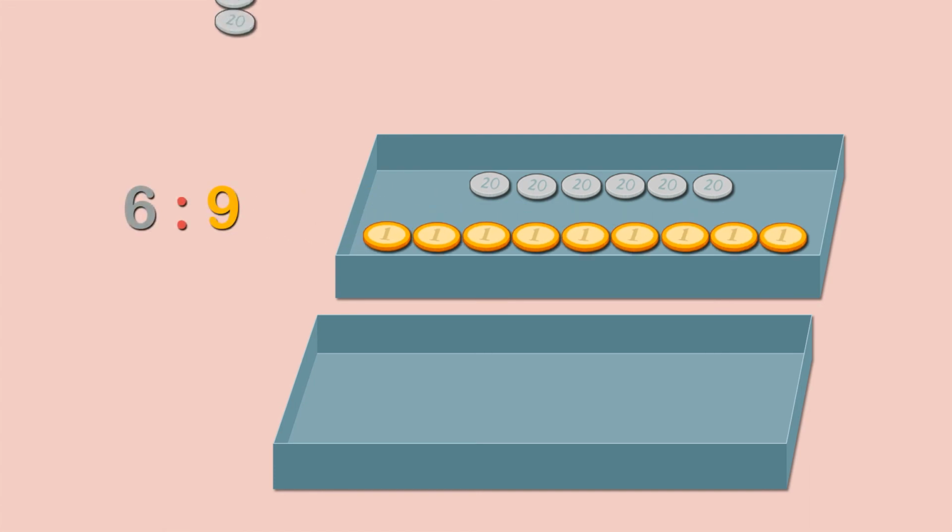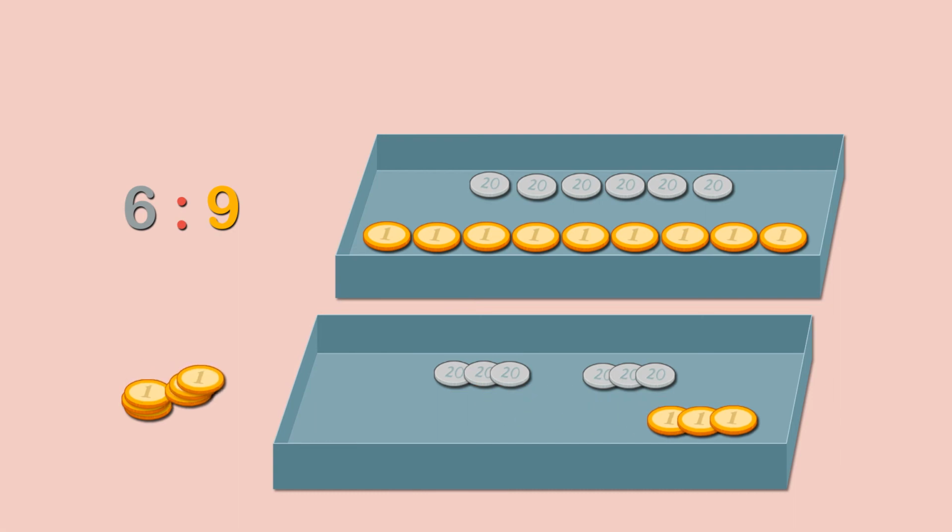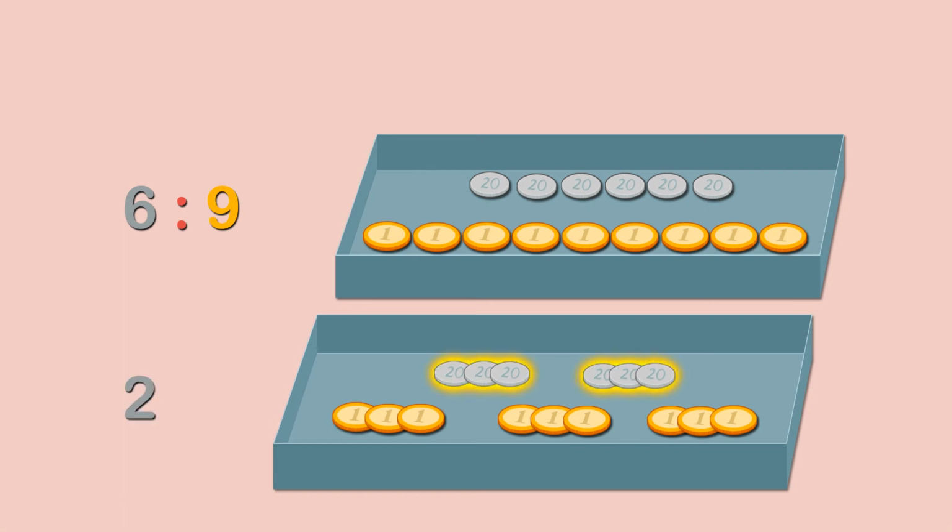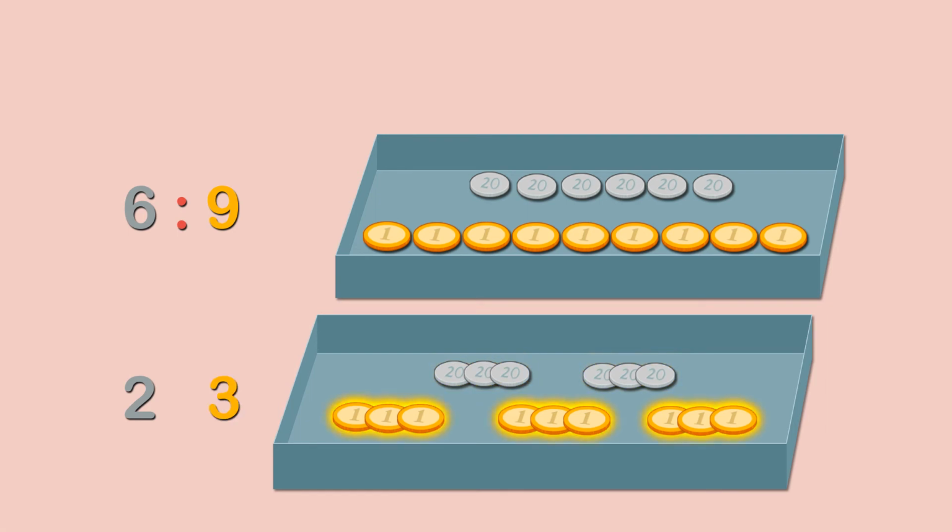Now let's group the coins in another way. We put 3 20-cent coins together like this. So we make two groups of 3 20-cent coins. Let's do the same for the $1 coins. We put 3 coins in each group like this. So we have 3 groups of $1 coins. Now there are 2 groups of 20-cent coins to 3 groups of $1 coins. That is the ratio 2 to 3.